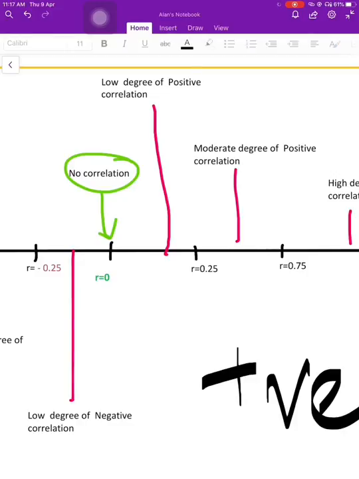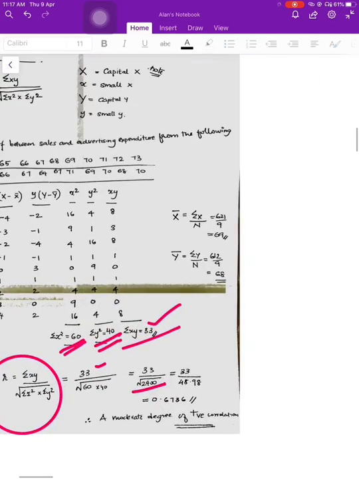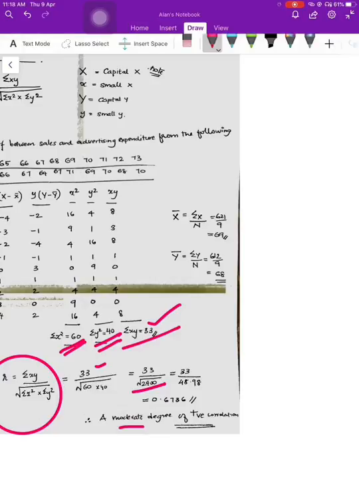So once it is lying between 0.25 and 0.75, what is the meaning of that? It means a moderate degree of positive correlation is expected in that value, right? So here we can see that a moderate degree of positive correlation is applicable. So that is the whole sum done. That's all about how we are doing correlation under Karl Pearson's correlation method.